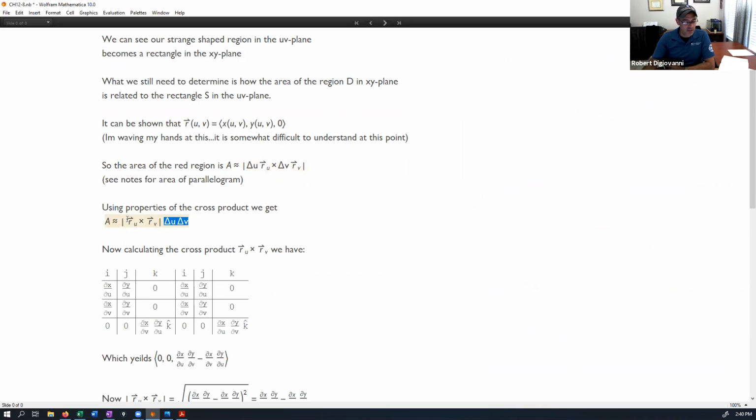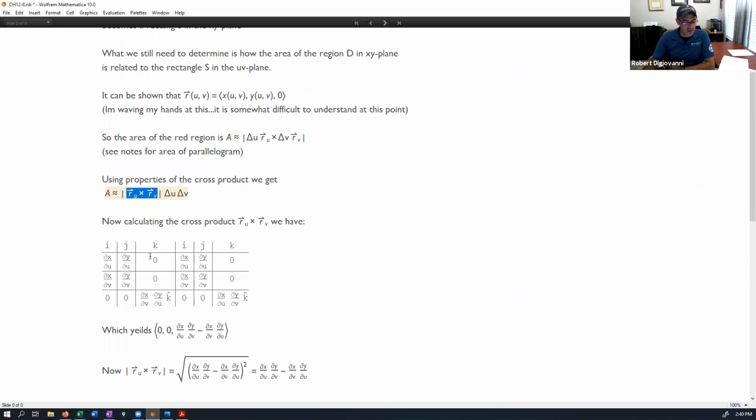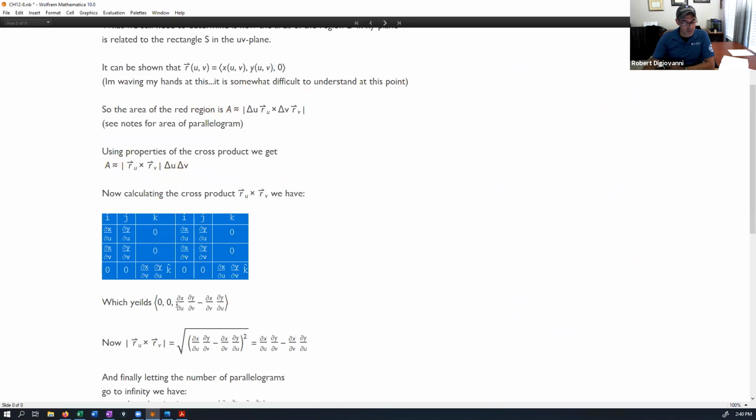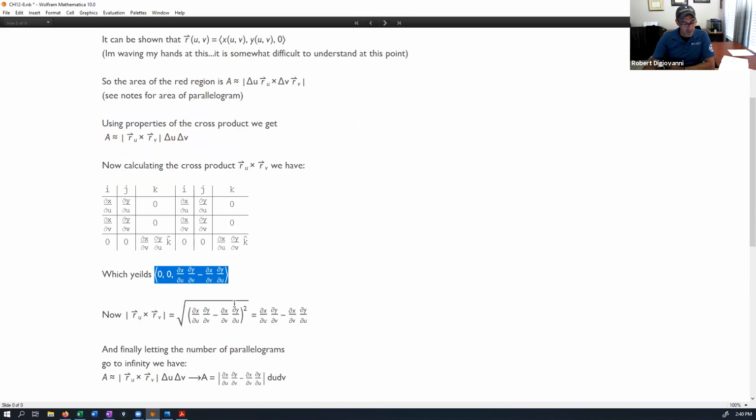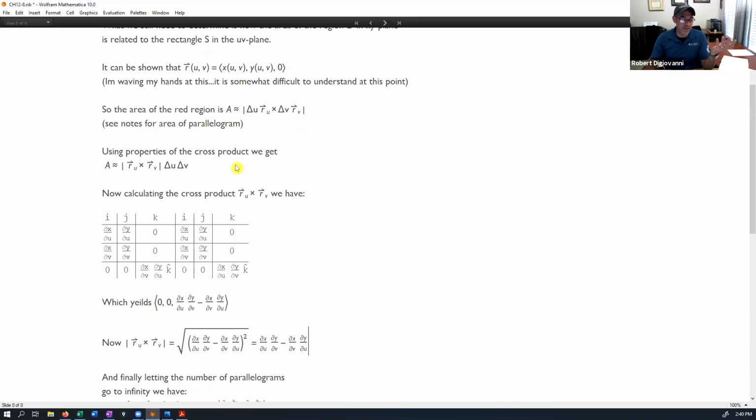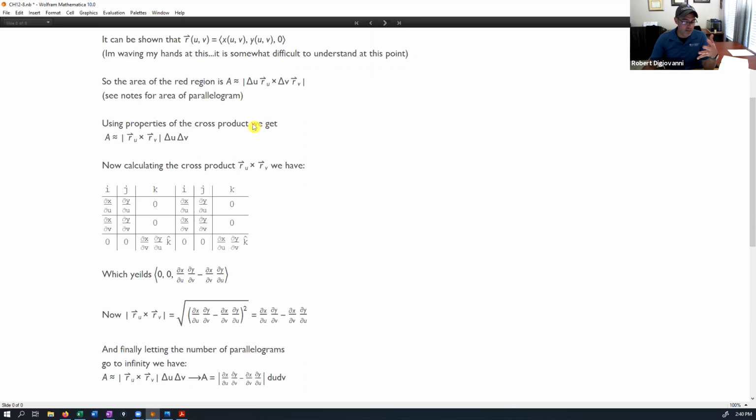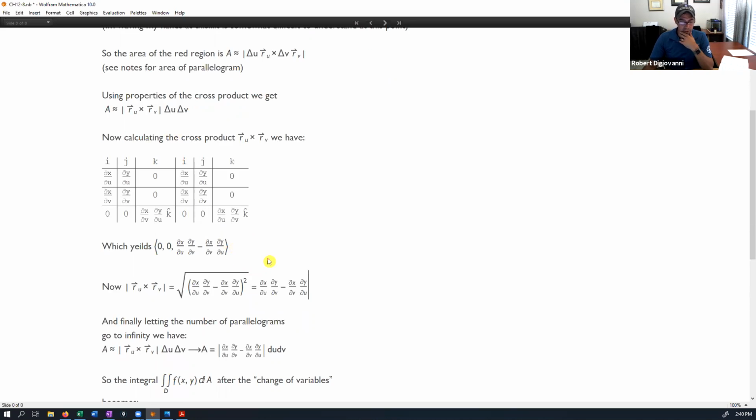And then you cross these two vectors. When you cross these two vectors, here's the actual cross product right here. And when you cross them, you get this vector. And then you take the magnitude of that vector. And when you do that, you get this. Okay, so once you believe that that's true, which again I can't prove to you yet, then it's just computational stuff. All right.